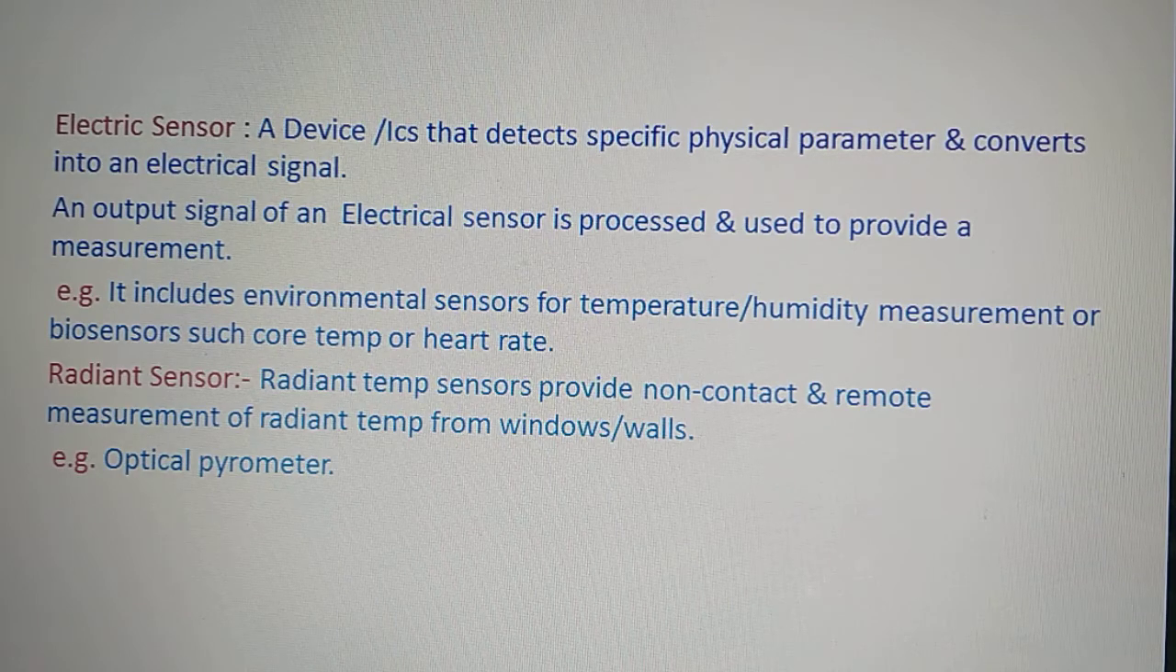Radiant sensor. Radiant temperature sensors provide non-contact and remote measurement of radiant temperature from windows or walls. For example, optical pyrometer, right? So these are the various kinds of sensors.